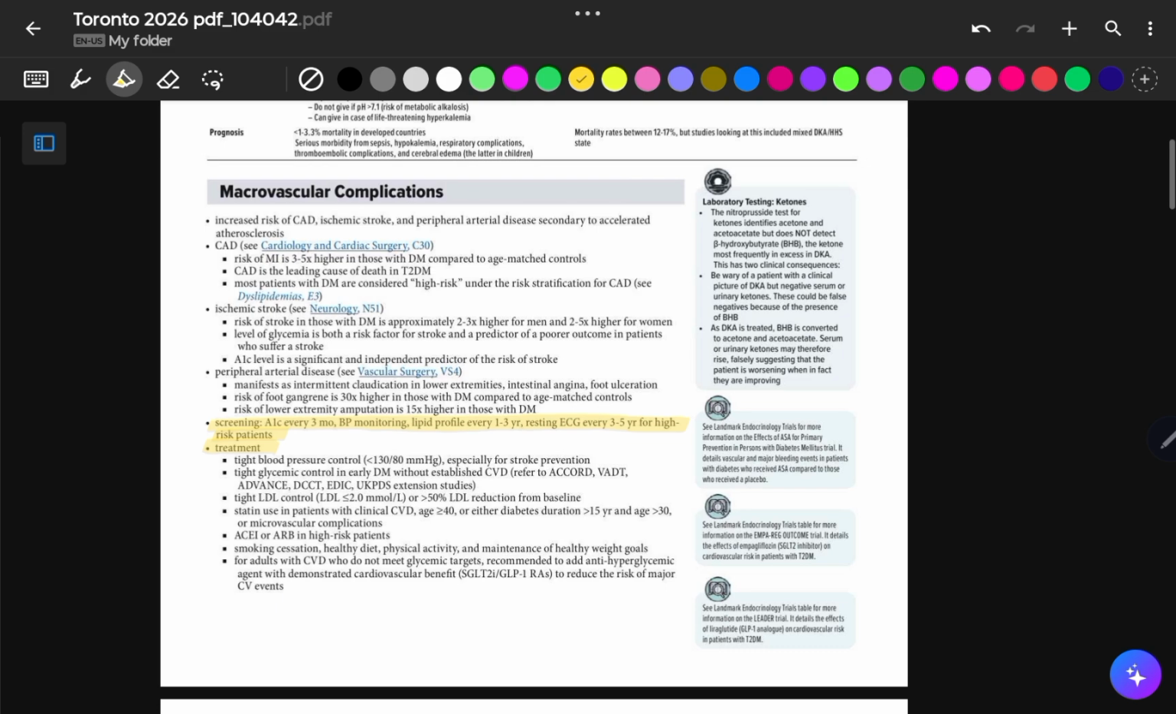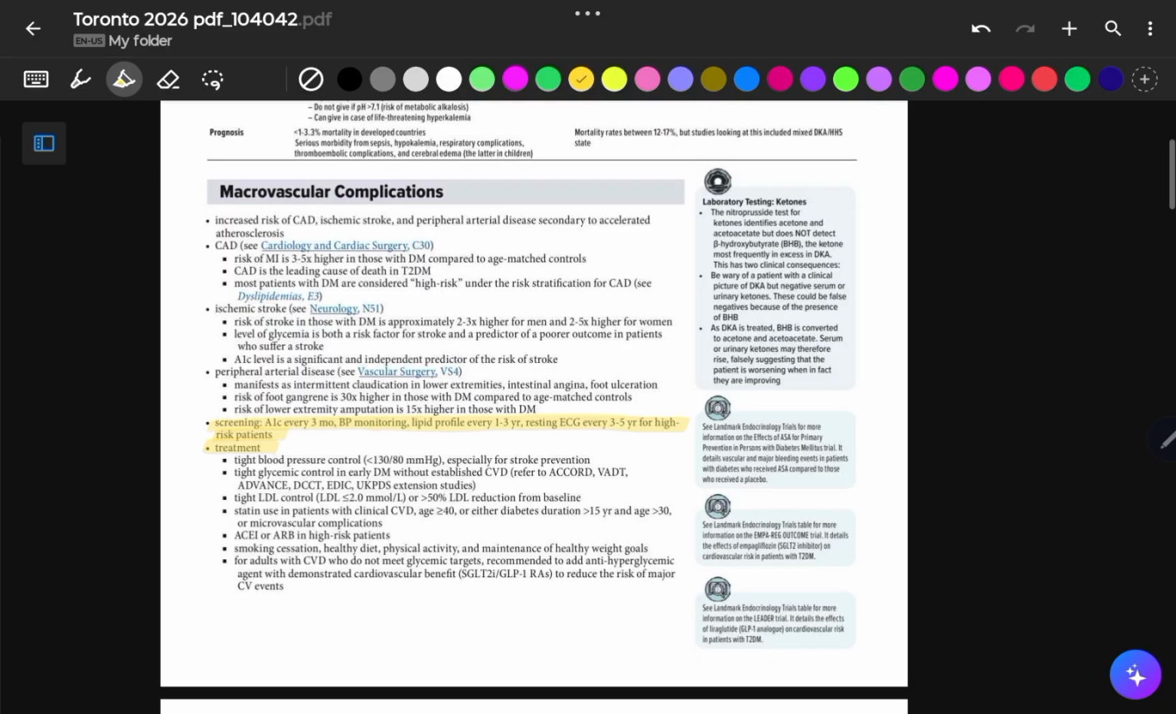The second one is your ischemic stroke. It says that A1C level is a significant and independent predictor of the risk of stroke. So the higher the HbA1c, the higher the risk of stroke. Here they're not talking about hemorrhagic stroke. Ischemic stroke is because of buildup in the blood vessels, secondary to atherosclerosis, and this causes decreased flow to a certain part of the brain.